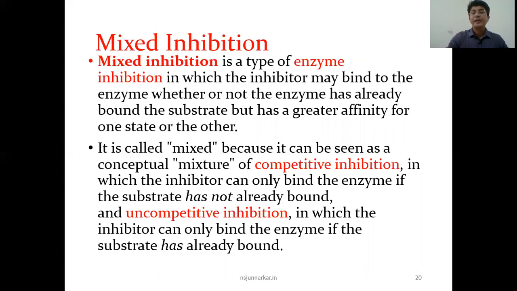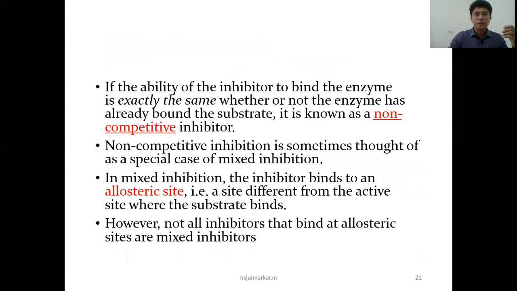In case of non-competitive inhibition, the inhibitor can bind both free enzyme and ES complex at an equal rate. So it doesn't exhibit any kind of affinity, the non-competitive one. But in case of mixed inhibition, the inhibitor will exhibit slight affinity towards either free enzyme or ES complex. So here, in case of mixed inhibition, the inhibitor binds to an allosteric site, which is a site different from the active site where the substrate binds.